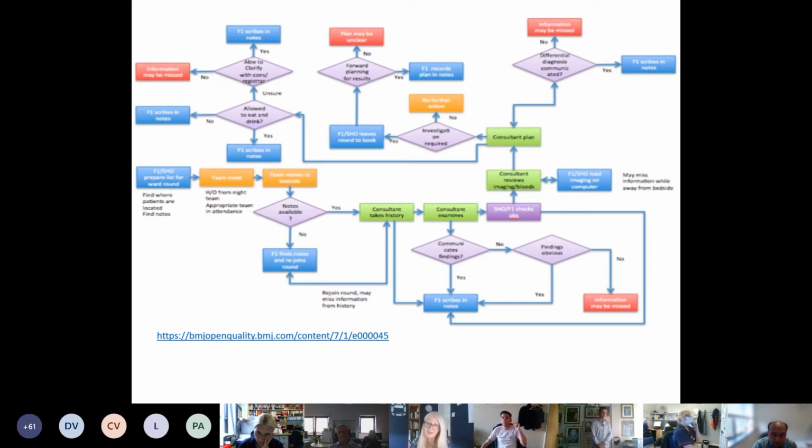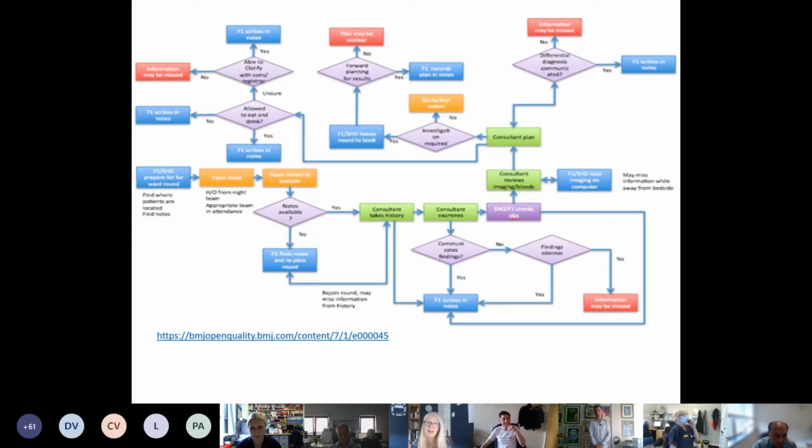So to the left of the page, at the bottom, is where the ward round starts, and it's really where the junior doctor joins the ward round with the consultant. You can see the varying pathways along it. So the rectangles represent steps. The triangles are where something might change, like a decision point. Where you've got a decision point, it's sometimes a yes or no.